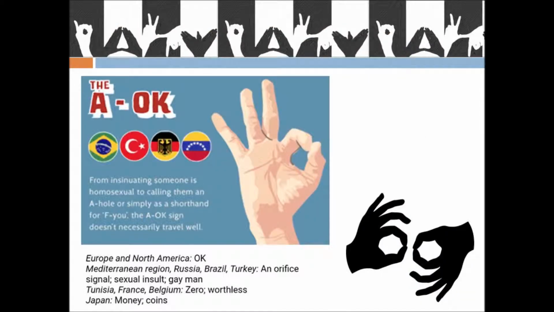First up we have here is what most people know as the OK gesture. But I'm betting that most of us didn't know that it could be an insult in different countries. Take a look at these examples here. It could be meant as no problem as in Europe, North America, and Taiwan, but it can also be seen as an insult in Russia, Brazil, and Turkey, or can even be meant as a symbol for money in Japan.